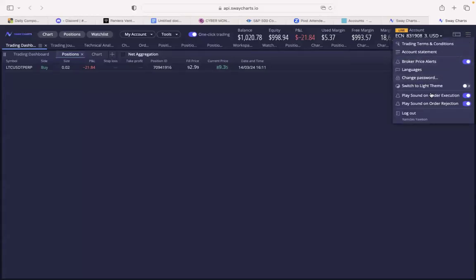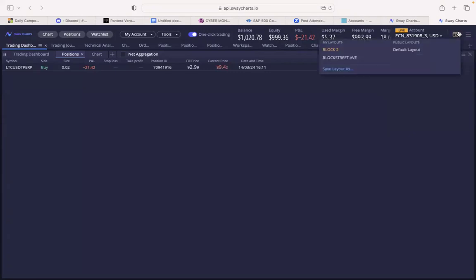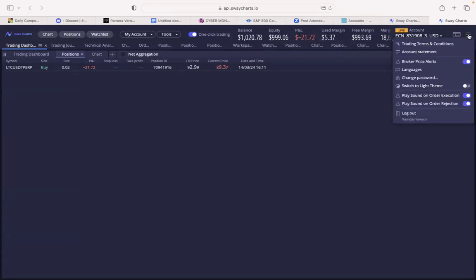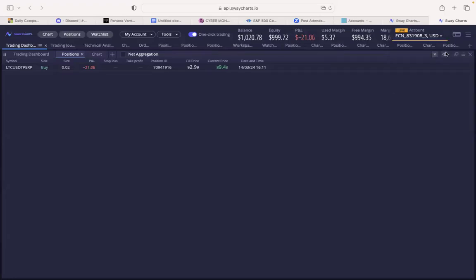Over here, you can choose to hear sound and stuff like that. Play sound on order rejection, play sound on order execution. I believe you can change whether your screen is white screen or dark mode. It's somewhere here. But this is your free margin, this is your P&L, this is your equity, this is your balance.